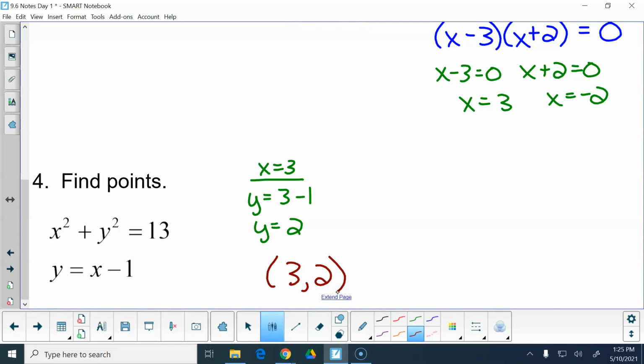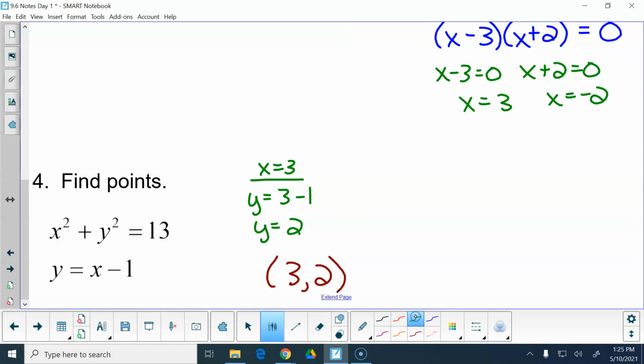3 squared is 9. 2 squared is 4. 9 plus 4 is 13. It works out in the first equation. 2 is 2. 3 minus 1 is 2. Works out in the second equation. So that is a solution point. It's in both of my parts.